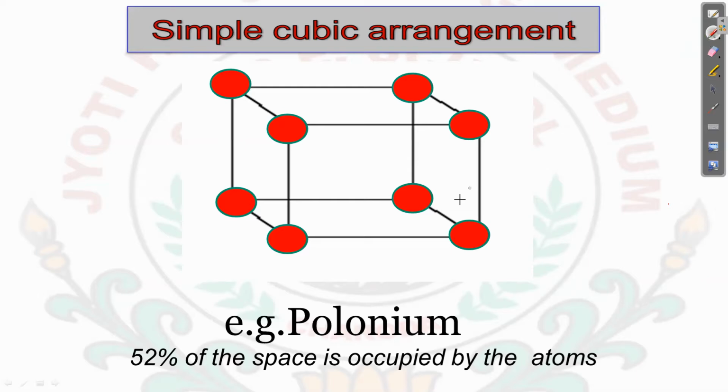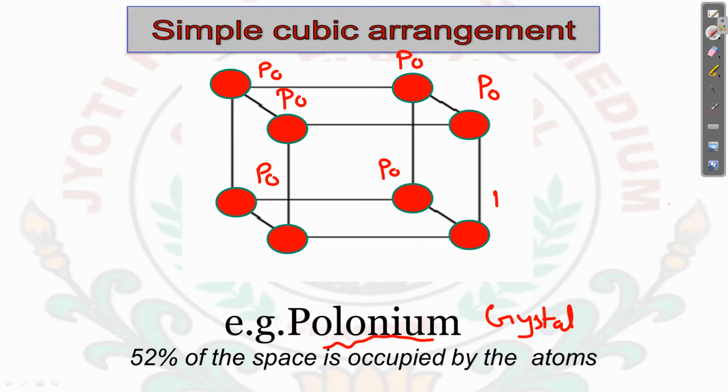Next, for a simple cubic arrangement, let's take an example of polonium. Polonium is one of the atoms you can see here, the polonium crystal. The polonium crystal looks like this, where 8 polonium particles are present at the corners of this cube, and they are forming a simple cubic arrangement here. Each atom is contributing 1 by 8. So a total of one atom is contributed in its unit cell crystal. Okay, let's move further.